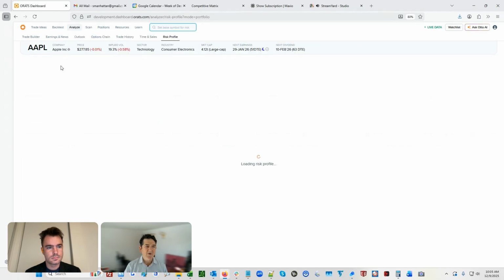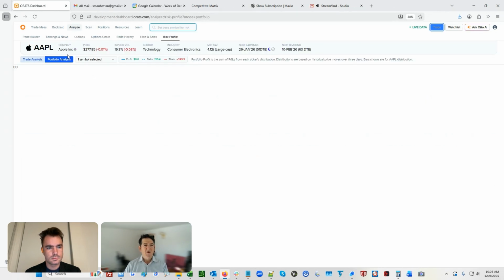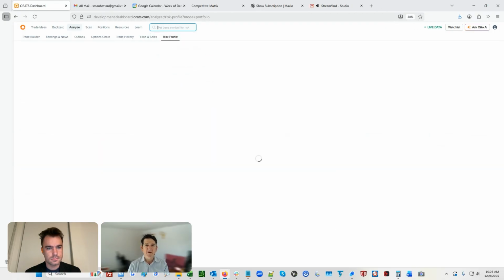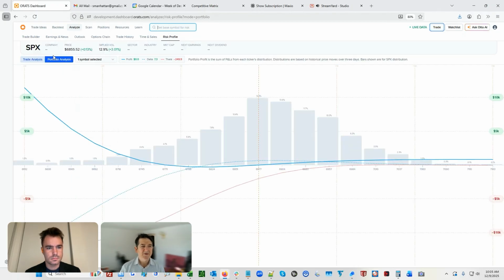All you have to do is click on the risk profile. We have Apple as the default. We'll change that to probably SPY soon, but you could set any symbol as your base risk symbol. So I'll set that to SPY or SPX. So let's look at what we're looking at here.